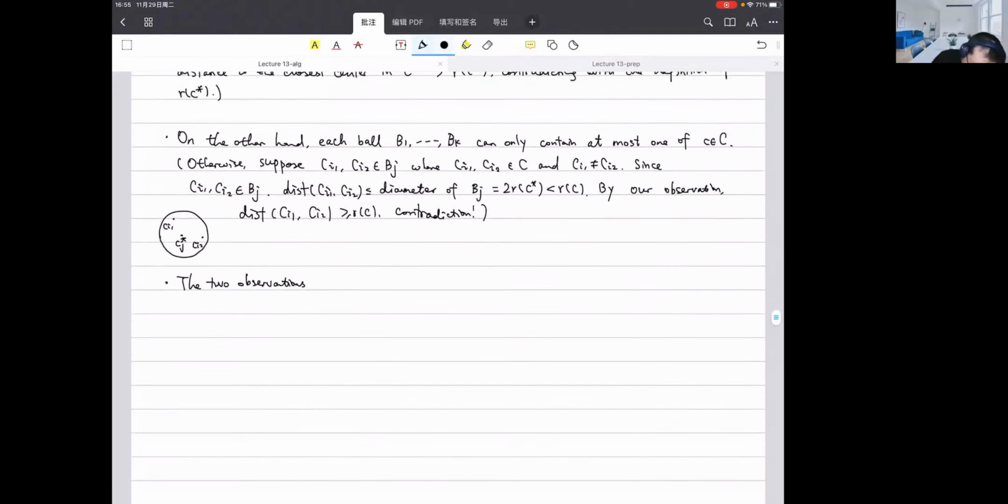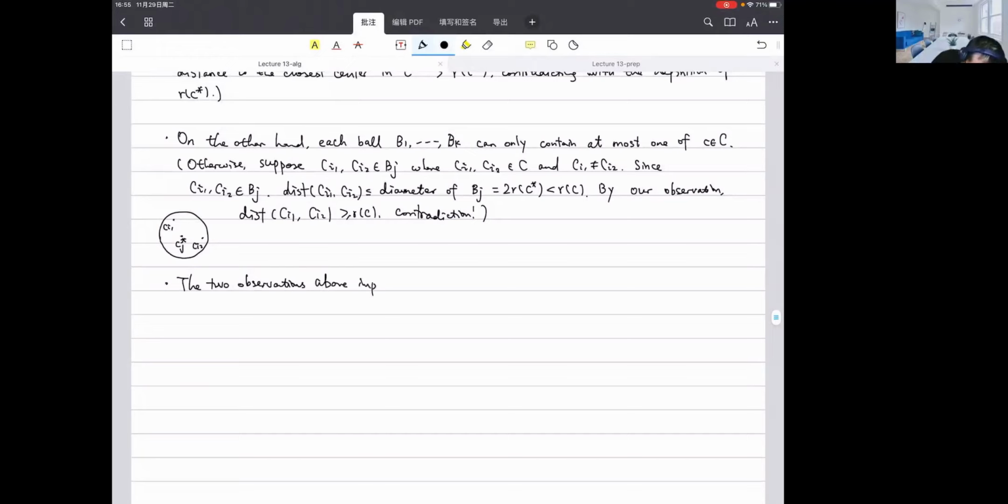is going to imply that each ball Bi must contain exactly one of C in C here. Because we know that for any element C in the set capital C here, it is going to be in one of the balls here, but each ball can only contain at most one of them. So it must be the case that each ball Bi must contain exactly one of the C in C here.